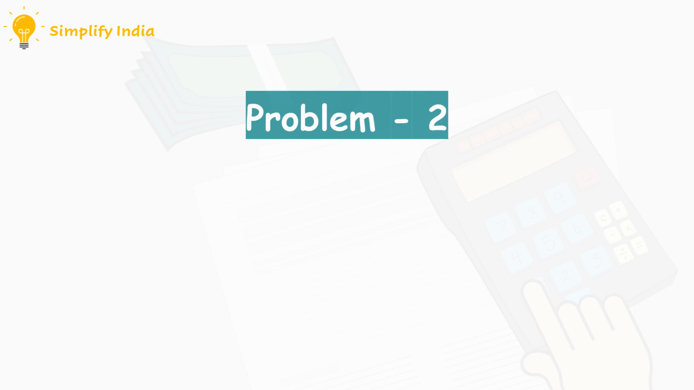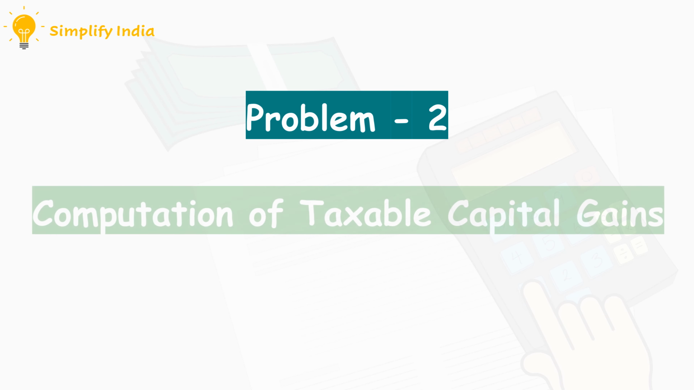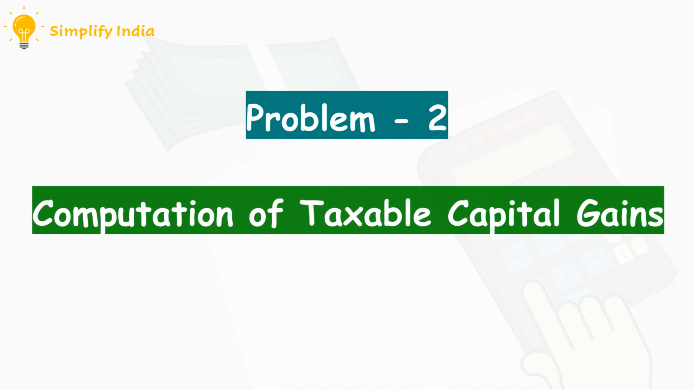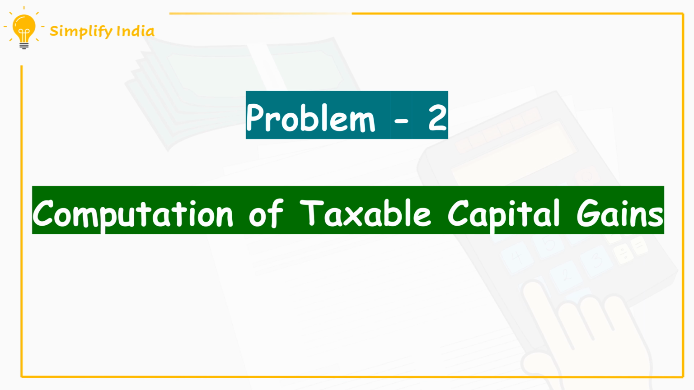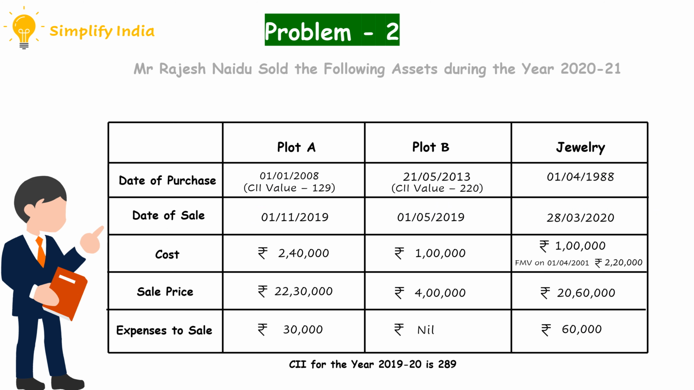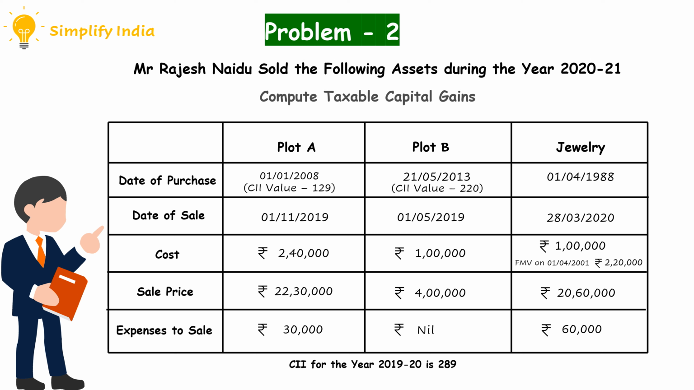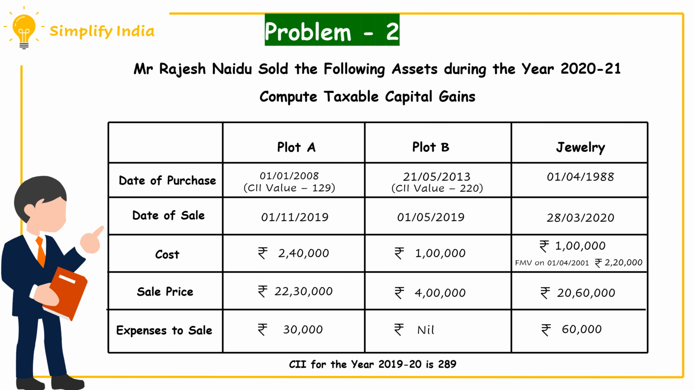Let us move on to problem number 2, where we are going to learn the computation of taxable capital gains for different capital assets. From the given problem, we have to calculate the capital gains of Mr. Rajesh Naidu for the assessment year 2020-21 for his different capital assets, that is plot A, plot B and the jewelry, by using the following data.